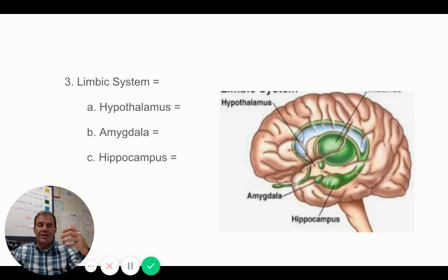This is really important, again, for survival, because if it's something that's really emotional, then I'm going to want to remember it, right? So we'll talk more about that in the memory unit. Okay, so the three structures of the limbic system are the hypothalamus, amygdala, and hippocampus.